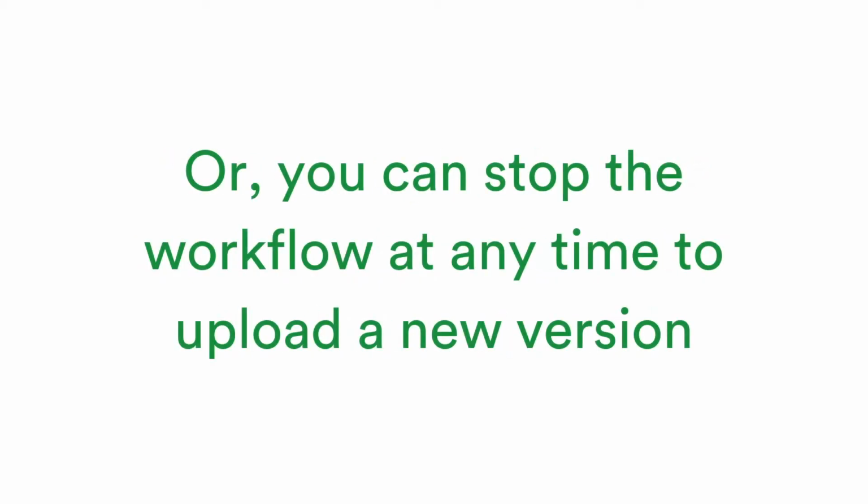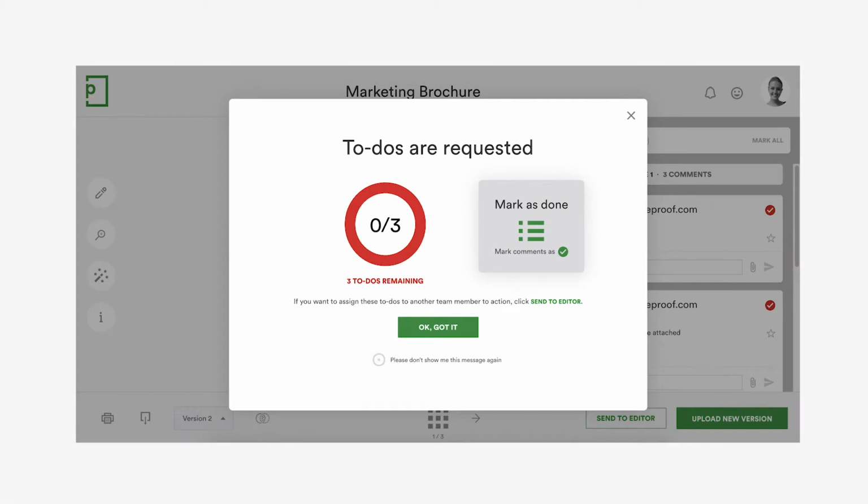A new proof version can be uploaded after a formal to-do list has been returned to the proof owner to be actioned, or alternatively at any time during the proof's workflow if the owner needs to stop the workflow and quickly send out a new version. In this first example, a formal to-do list has been returned.